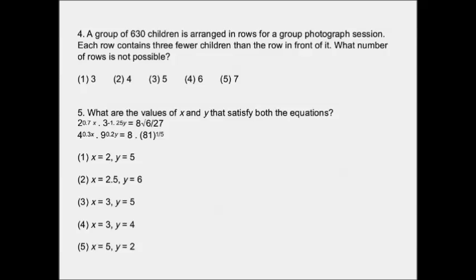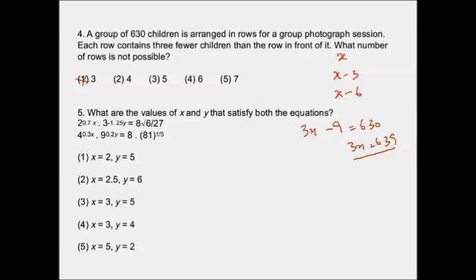Let us assume there are 3 rows. In the first row there are x number of students. So in the second row there would be x minus 3. And in the third row there would be x minus 6. So the total number of students in these 3 rows is 3x minus 9. And this should be equal to 630, which means 630 plus 9 should be a multiple of 3, which it is. So that means it is possible. So option 1 cannot be the answer.